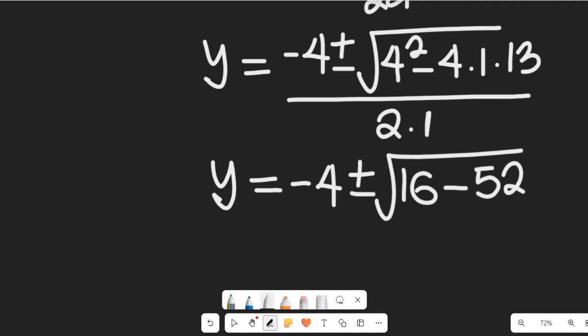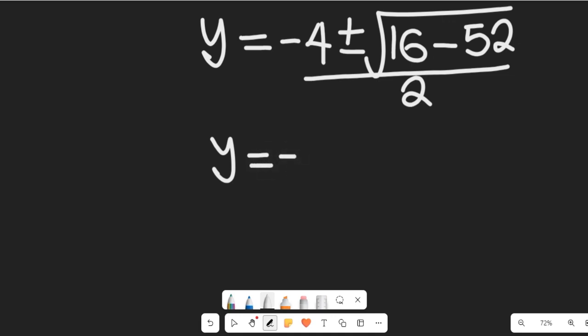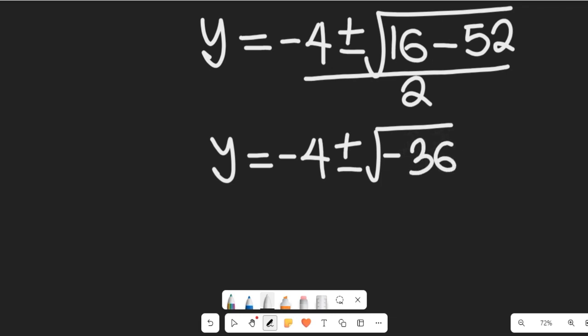Yeah, 4 times 13 is going to give me 52, and all of these will be divided by 2. So the value of our y will be equal to negative 4 plus or minus the square root of 16 minus 52, which is going to give me a negative 36, all these divided by 2.